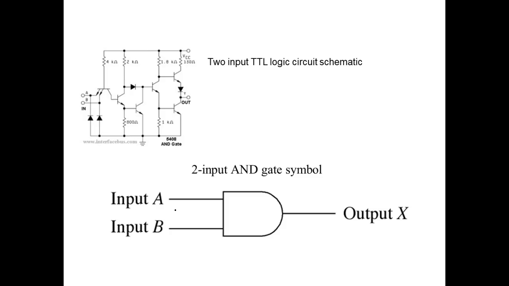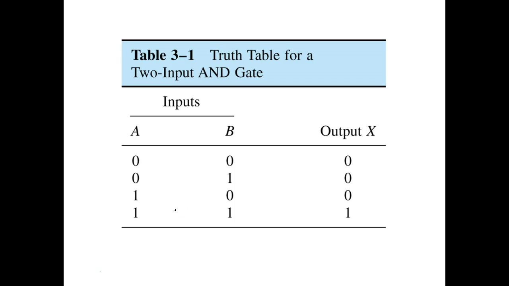This is the actual logic circuit for a standard TTL logic gate, but this is the actual symbol. It looks like a backwards D, but we insinuate it, right? You understand that? Everybody okay? Yes or no? And of course, here's the truth table. This is the truth table for a 2-input AND gate. Everybody okay?